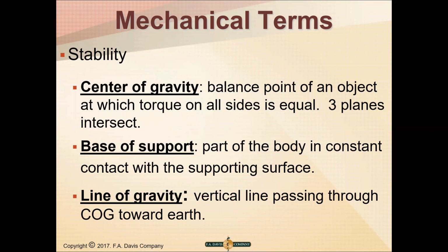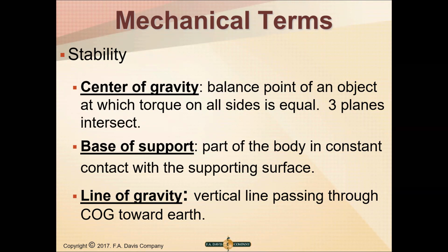But for most cases, the base of support for us is our feet. The line of gravity, or the vertical gravity line, is a vertical line passing through the center of gravity towards the earth. That's where gravity has its greatest pull. So typically this is going to pass through S2, right at about that center of gravity, right? Go all the way down and should go between our feet. That provides us our greatest base of support and our greatest stability.